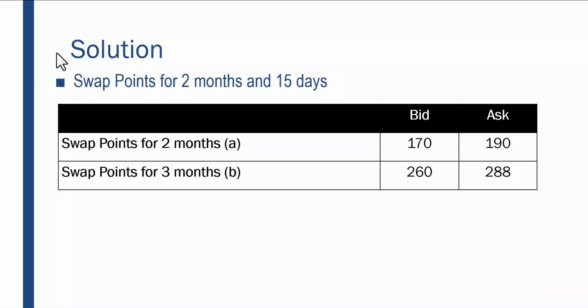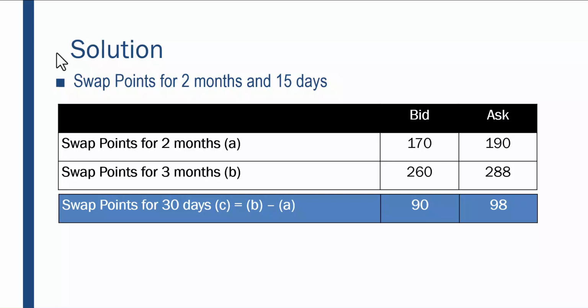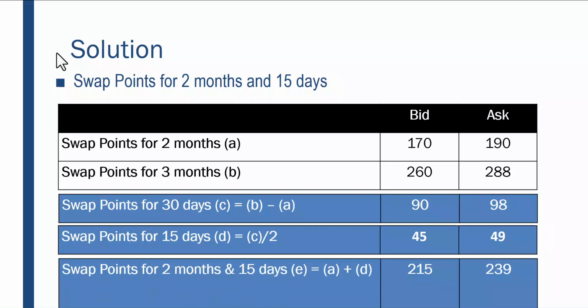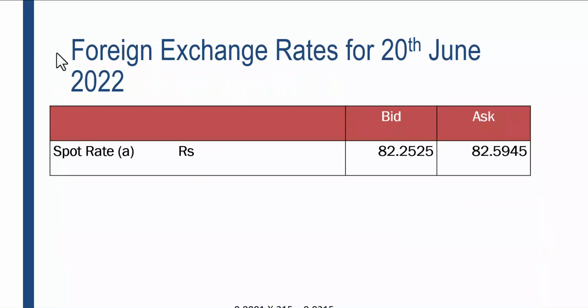So the swap points for 2 months are given, 170 and 190. Swap points for 3 months are also given. So swap points for 30 days is how much? Difference of the two, simple. And the swap points for 15 days will be how much? Half of it. So swap points for 2 months and 15 days will be 215 to 239. Fine. So now these are the swap points which are given to you.